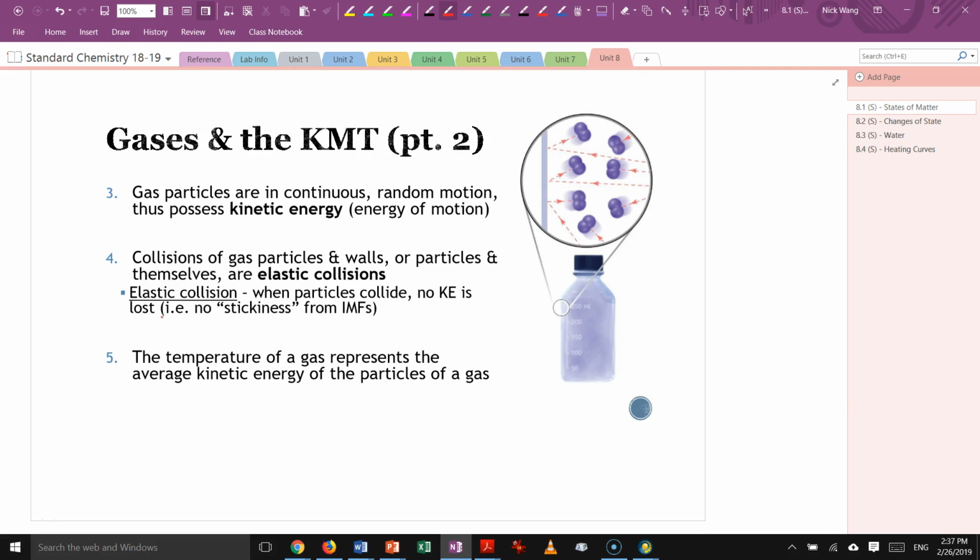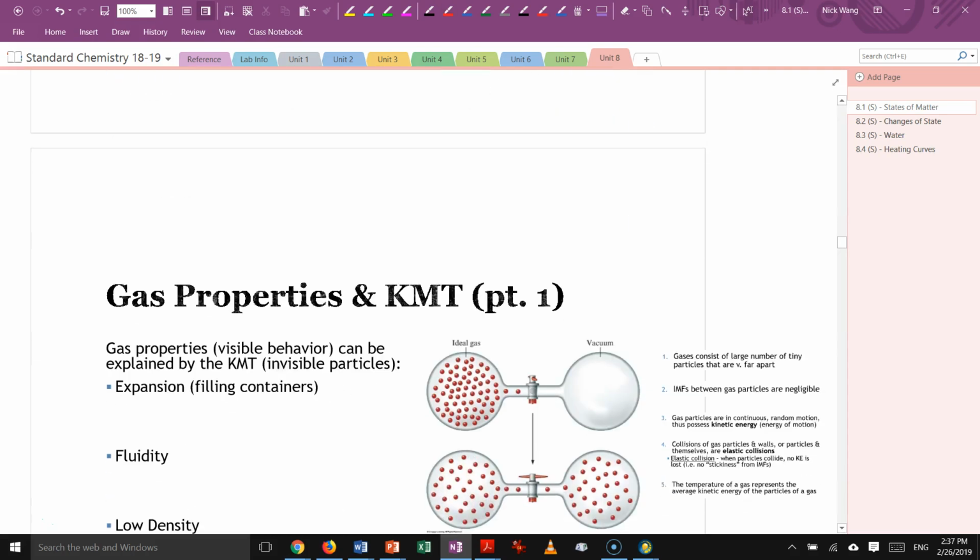Number 5, the temperature of a gas represents the average kinetic energy of the particles of a gas. So all the individual particles floating around, like these right here, if you have them moving faster, that means they have greater kinetic energy, which means that your sample has a higher temperature. That's fairly intuitive.